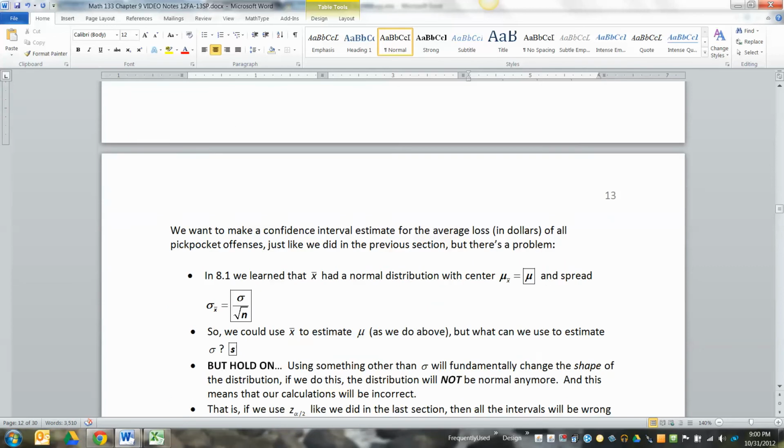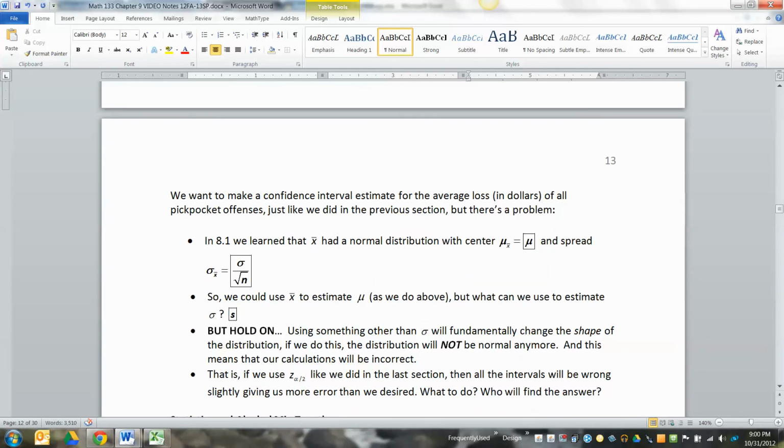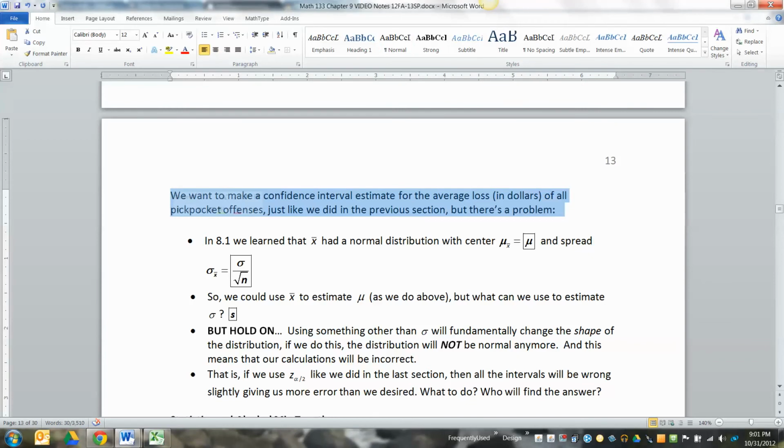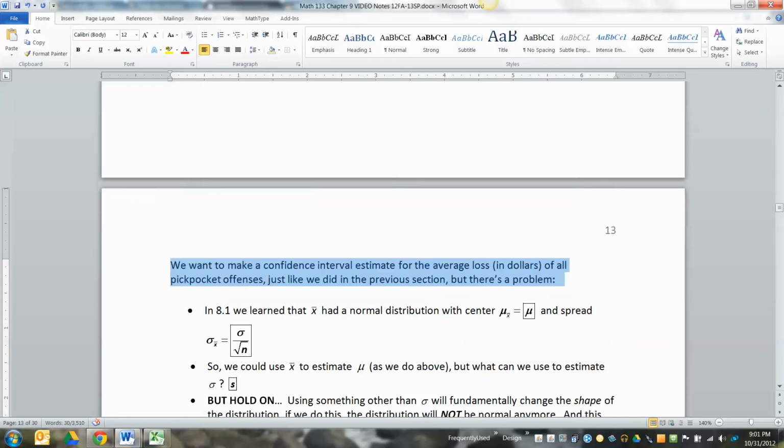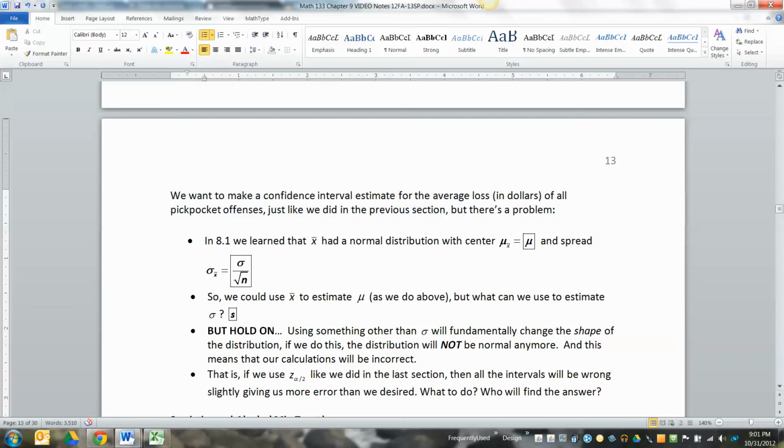All right, now before we get into that, though, we have a problem. And it's kind of a big one. We want to make a confidence interval estimate for the average dollar loss of all pickpocket offenses, just like we did before. Like before we were doing the average proportion of red beads in the box or whatever. We learned in section 8.1 that X bar, that average that we're trying to estimate from, has a normal distribution as long as n's bigger than 30, with center mu sub X bar equal to mu. And the spread is sigma over the square root of n. And I just better make a note.